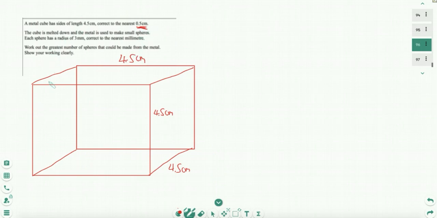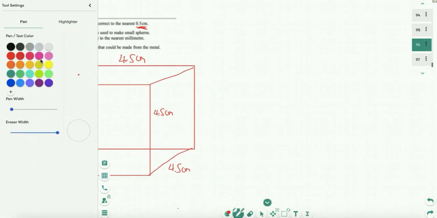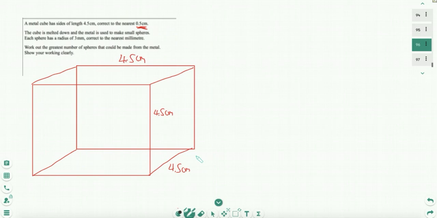And this cube is melted and used to make small spheres. So what's going to happen is we're going to melt this cube and we're going to use it to make these tiny spheres which have a radius of 3 millimeters approximately to the nearest millimeter. And we want to find out the greatest number of spheres that can be made from the metal. Before we start thinking about the lower and upper bounds of this problem, let's think about how this would work. We have this big cube. We have to melt it, okay? And when we melt it, we're going to use it to make these small spheres.